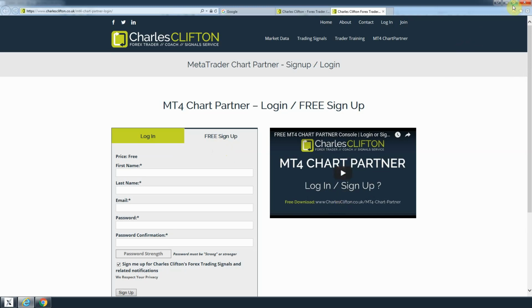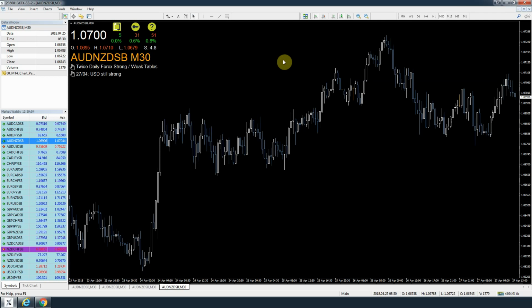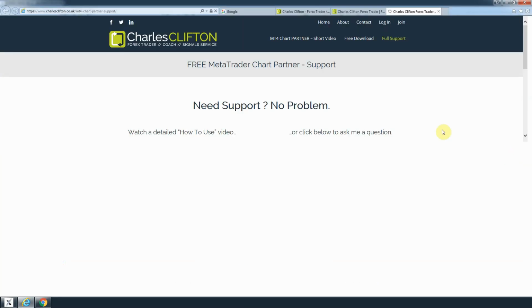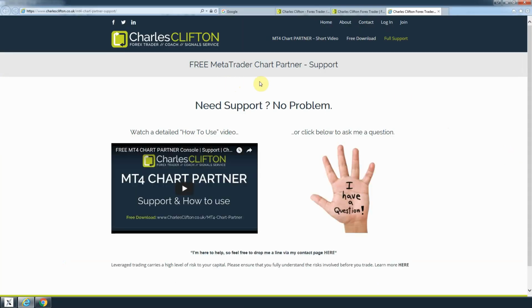Okay, let's go back to our chart again. The third icon, support. Give that a click, your browser will fire up again, and it will take you to our chart partner support page. Here you're going to find a slightly more in-depth video regarding the information that is contained within this console and how you can use it as a trader to your advantage to really get a feel for what any given instrument is doing at any given time. Much more detailed, it's worth a watch.